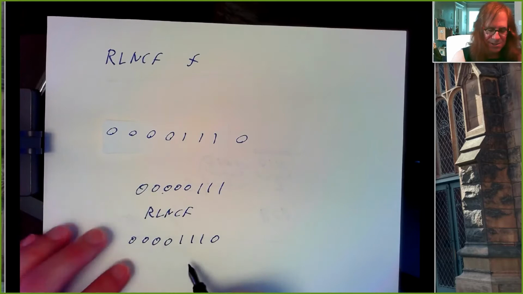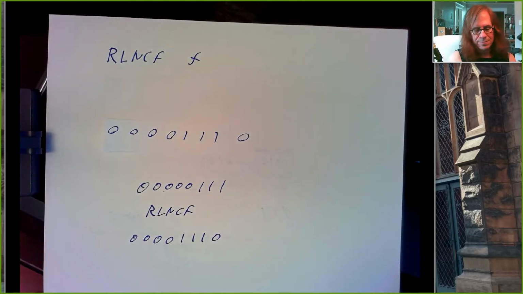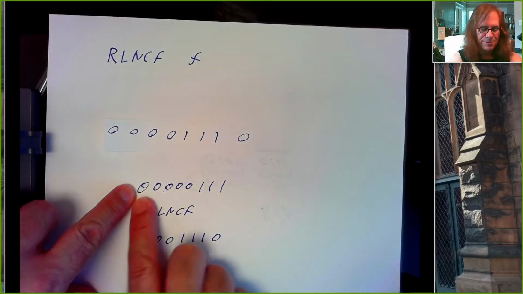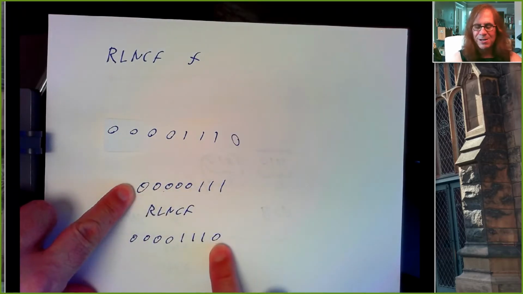So it changes this into that. And the effect is basically taking everything and just moving it over one spot, but then this thing on the left that would have fallen off gets wrapped around back here to the right.